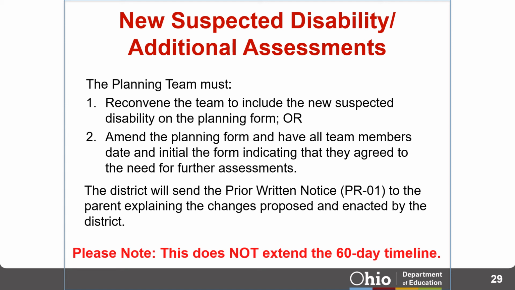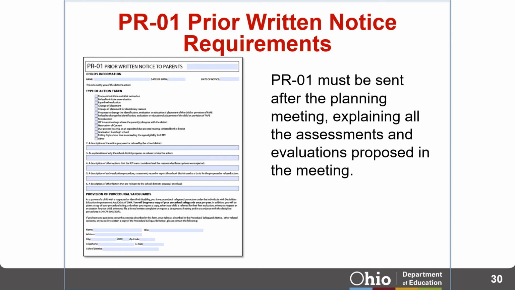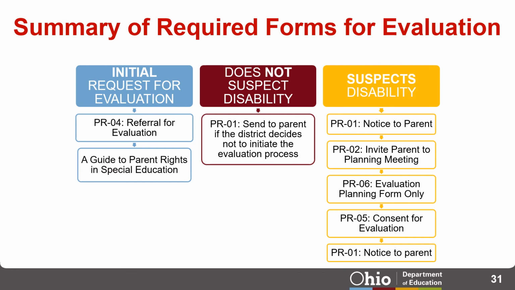Please note, this does not extend your original 60-day timeline. The prior written notice, PRO1, must be sent to the parent after the planning meeting, explaining all the assessments and evaluations proposed in the meeting. In summary, the team must use a variety of assessment tools and strategies to gather relevant functional, developmental, and academic readiness information about the child, including information provided by the parent.